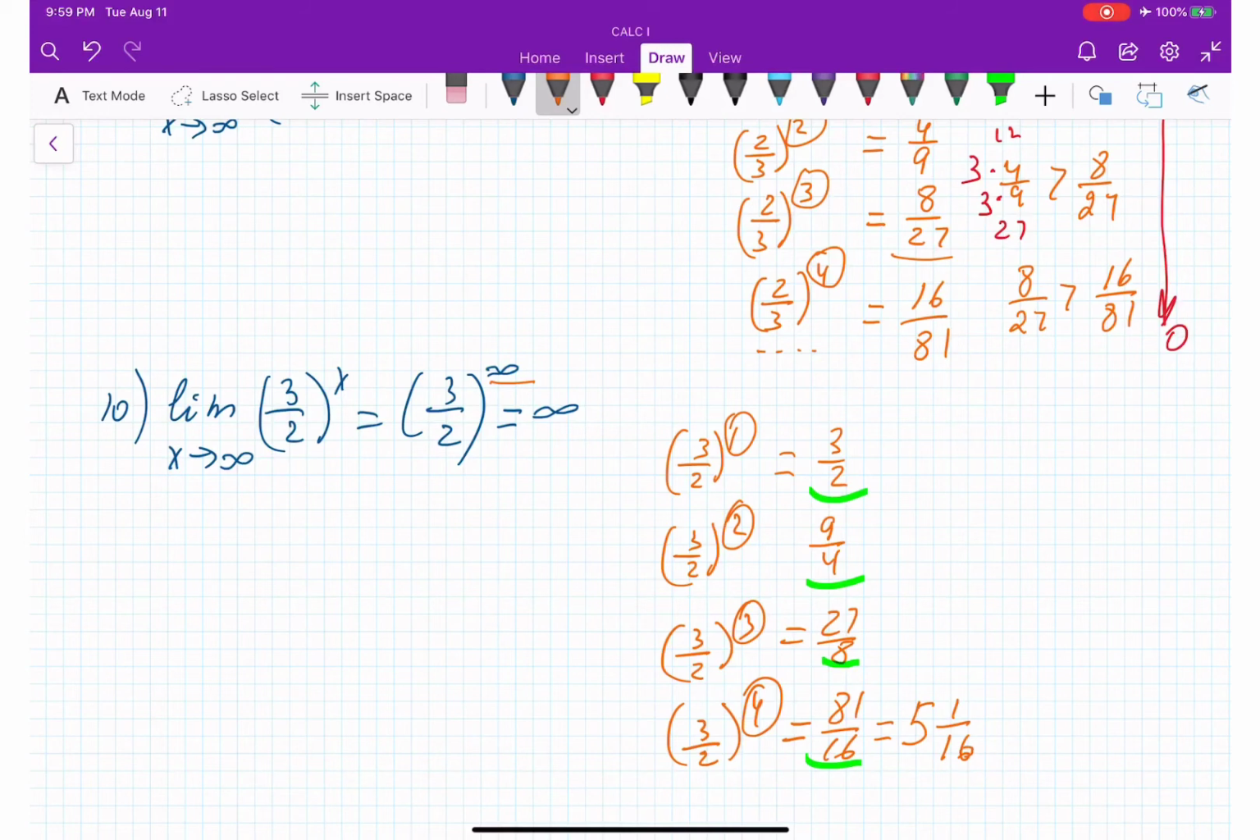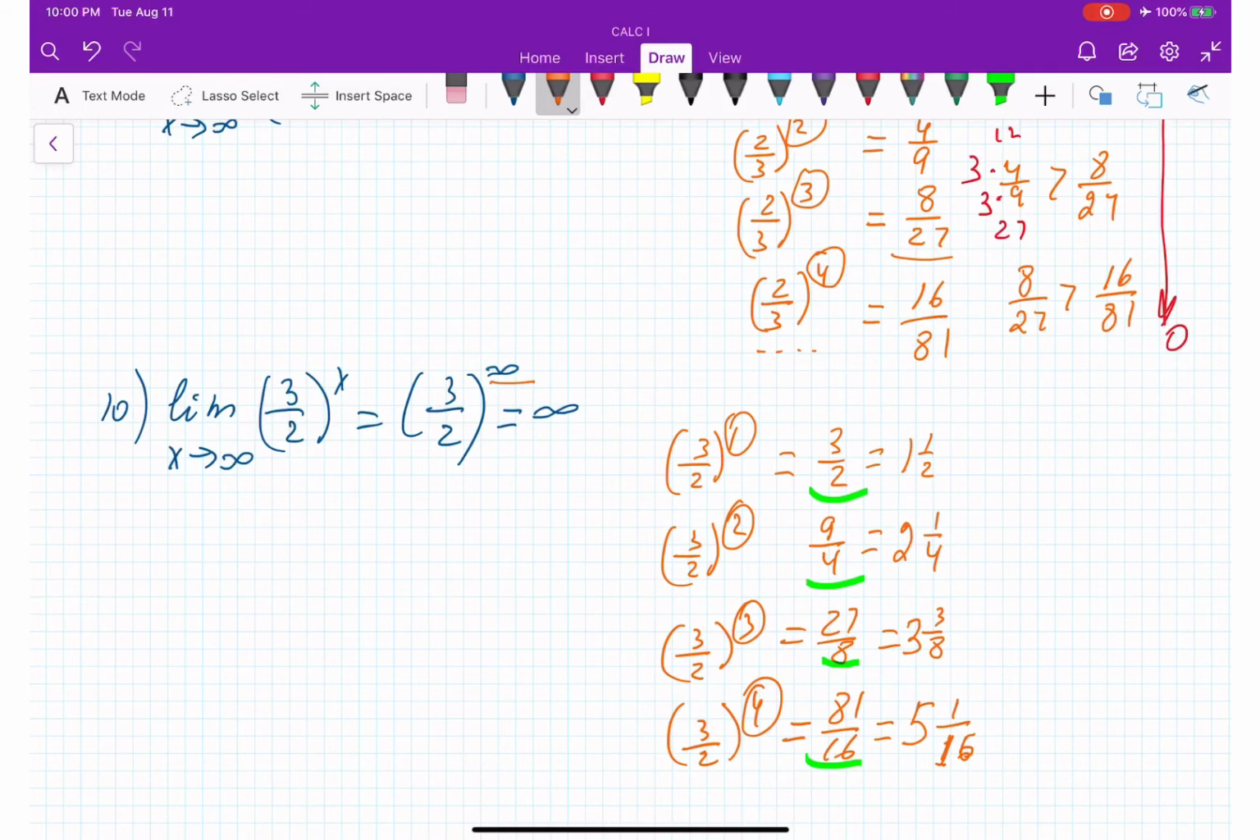Whoever needs to refresh their memory about converting an improper fraction to a mixed fraction, go to my basic math playlist and find the video there. And 3 over 2 is equal to 1 and 1 over 2. 9 over 4 is 2 and 1 over 4. 27 over 8 is 3 and 3 over 8. So what is happening?